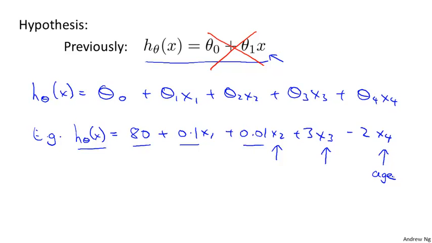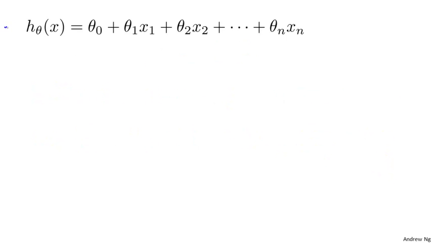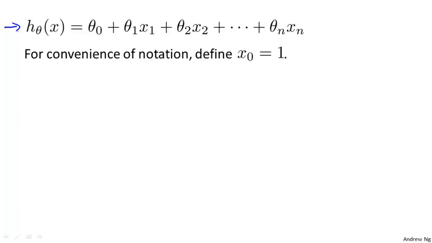Here's the form of our hypothesis rewritten on this slide, and what I'm going to do is introduce a little bit of notation to simplify this equation. For convenience of notation, let me define x subscript 0 to be equal to 1. Concretely, this means that for every example I have a feature vector x superscript i, and x superscript i subscript 0 is going to be equal to 1.